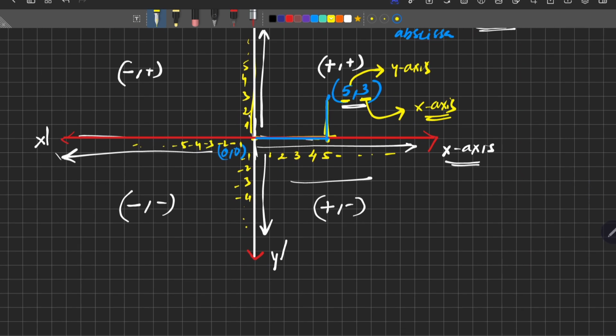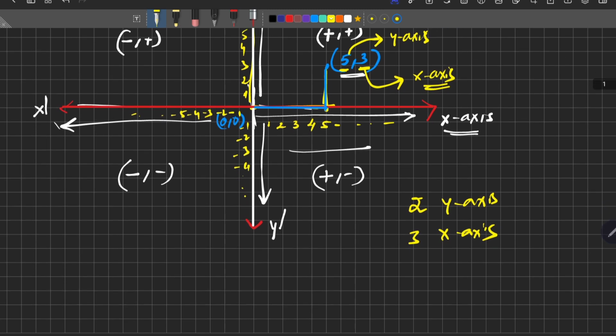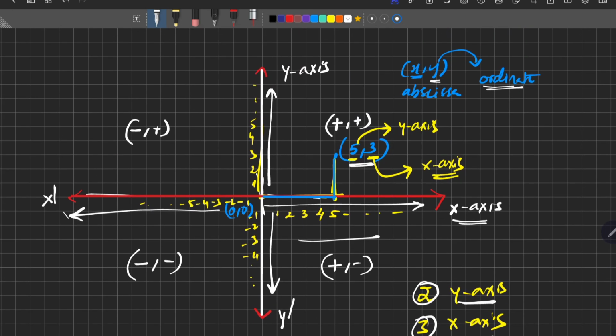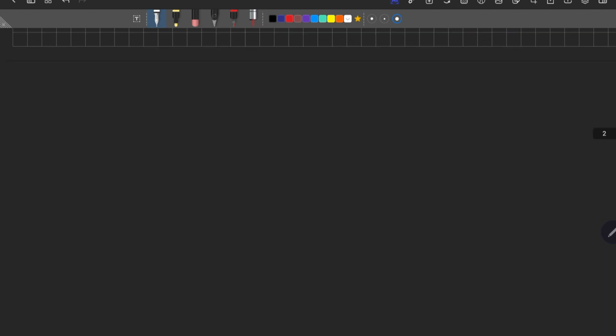So if I say 2 units distance from the y-axis and 3 units distance from the x-axis, how to indicate a point? Remember, distance from the y-axis is the x coordinate, distance from the x-axis is the y coordinate. So this point I can write as (2, 3). Okay, I hope everyone is clear. Now from this topic we'll extend the topic. Let us move to the next topic, which is the distance formula.